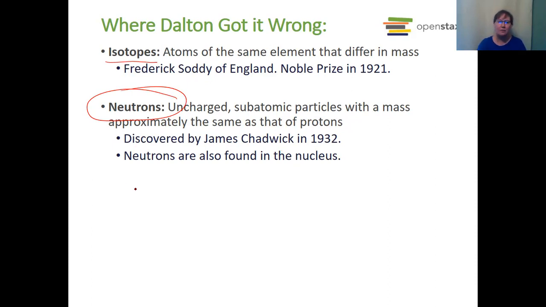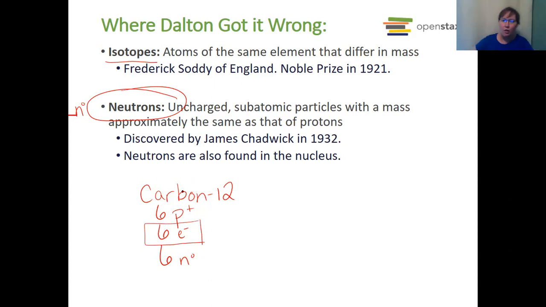So let's take a look at what these isotopes might be. Most carbon is carbon-12. Carbon-12 has 6 protons, 6 electrons, and 6 neutrons. I just use this little neutron symbol here, n⁰, because it's uncharged, it's neutral. So in carbon-12, you have 6 positively charged protons, 6 neutrons, and 6 electrons. The protons and the neutrons are in the nucleus, and the electrons are sort of all over outside of it.